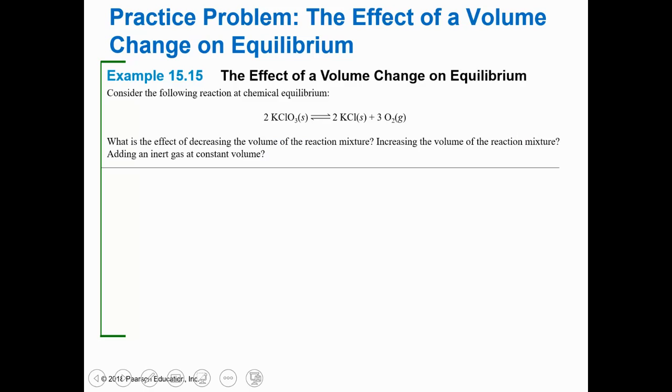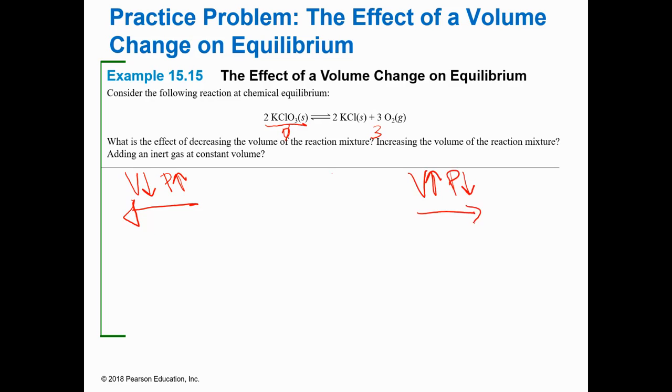Okay, here, decreasing volume. So V goes down, pressure goes up. I count my particles. This side has no gas particles. This side has 3. Okay, so it shifts left to the side of fewer particles. Oppositely, when volume increases, it's going to shift to the side of more particles. And inert gas does nothing, no effect.